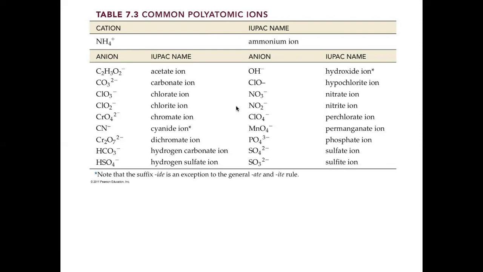You will not need to remember these. If you do need to know them, you will have a table, but this is just to show ammonium. We have an acetate ion, carbonate, and here are their names. So also we have some cations here. So ammonium is a cation because it has a positive charge, and then these are anions here.